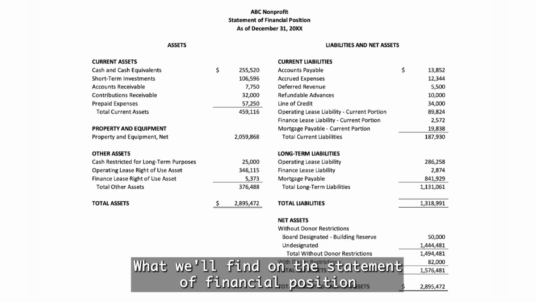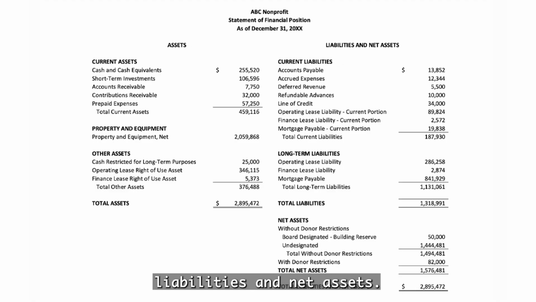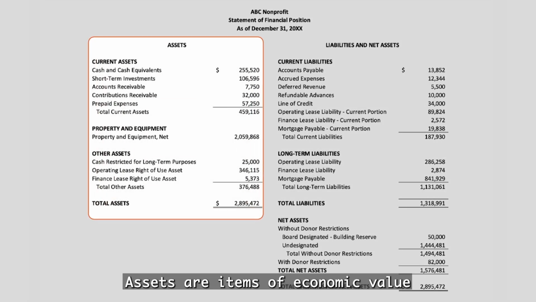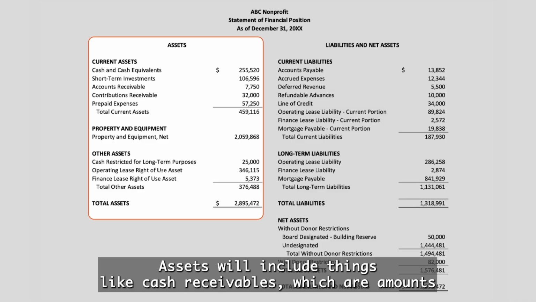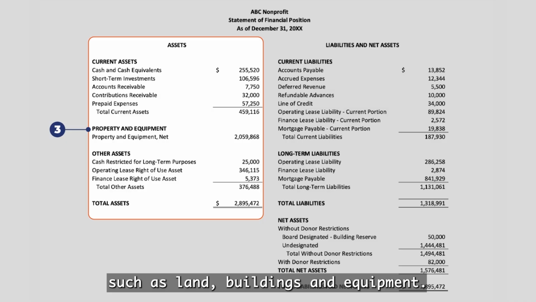What we'll find on the Statement of Financial Position are balances for an entity's assets, liabilities, and net assets. Assets are items of economic value that an entity owns or controls. Assets will include things like cash, receivables, which are amounts owed from customers, and fixed assets, such as land, buildings, and equipment.